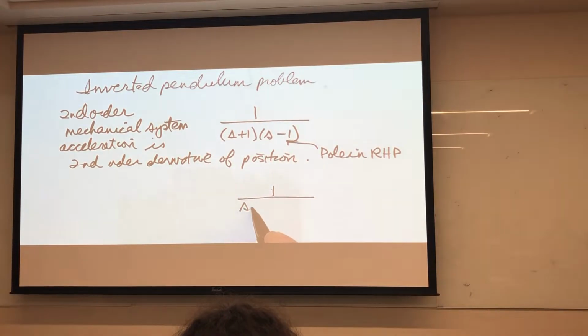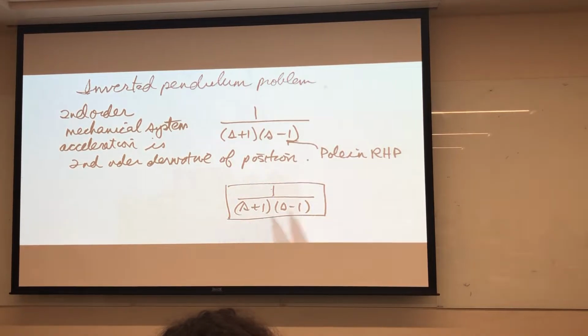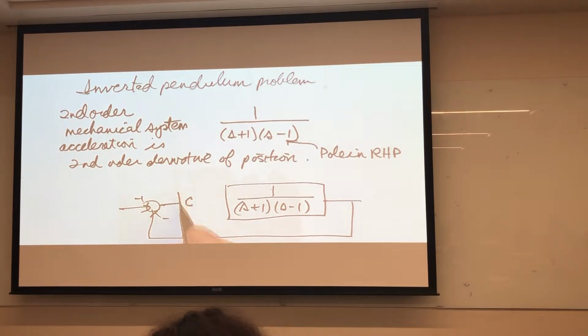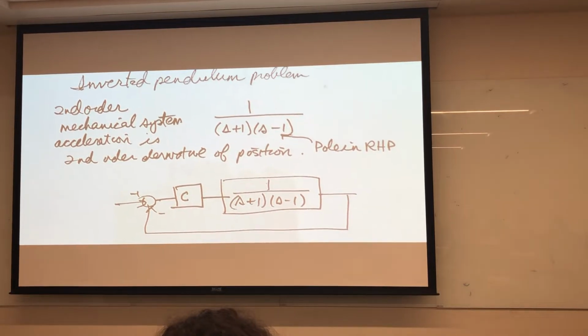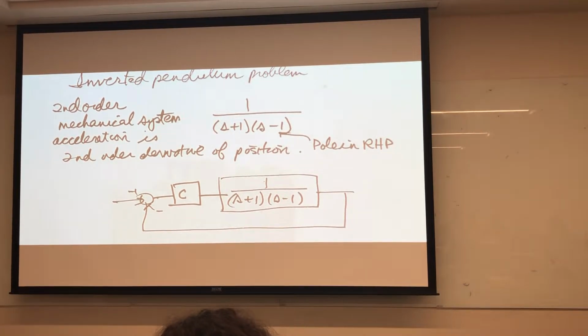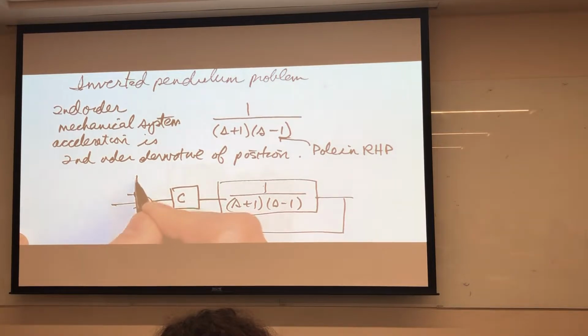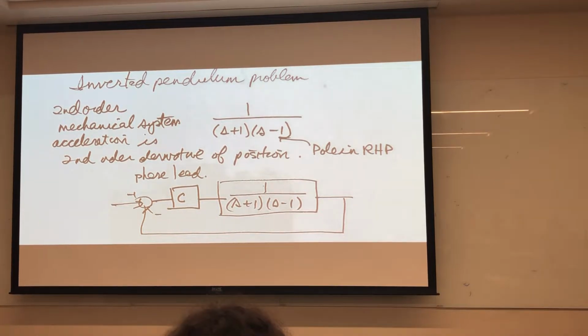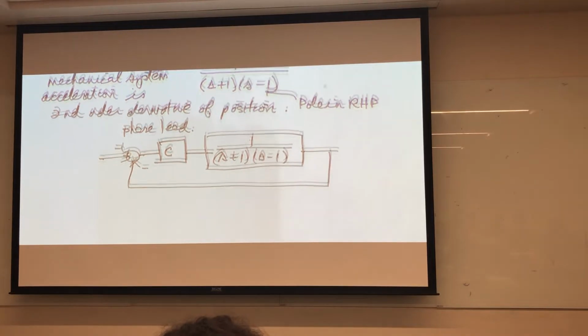This is our model. This is the plant. And we're going to design a compensator, C, today. This is our compensator. And this is going to be a phase lead. Okay, a phase lead.